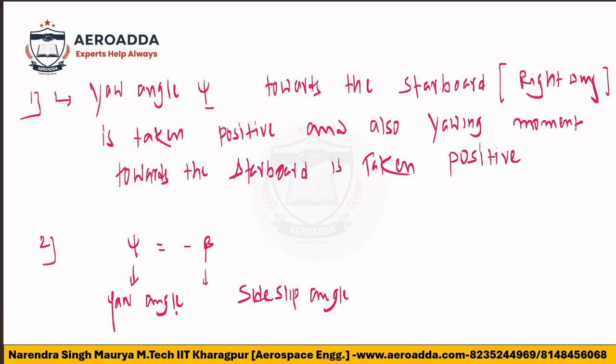So here it is very clear. See the direction I have shown. With the help of the direction, you can write the equation. Correct. So it is turning towards the right and turning towards the left. If it is turning towards the left, then it will be a negative moment. Turning towards the right, which is the starboard, it will be positive. Correct. Turning towards the starboard, it will be a positive moment. All right.